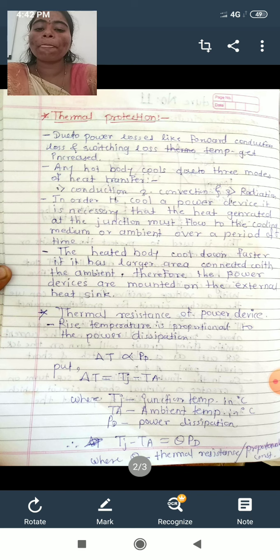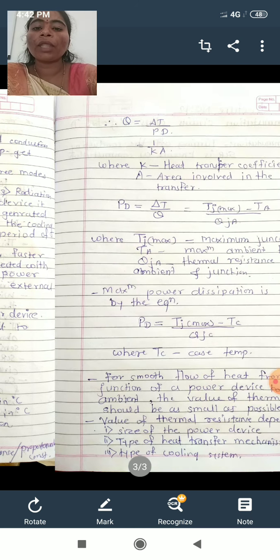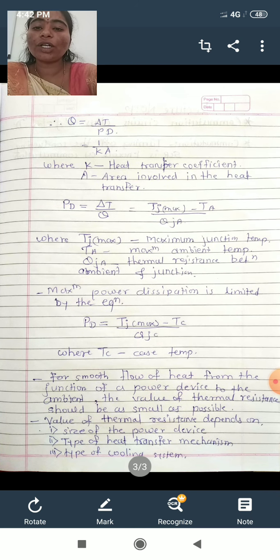PD. Now, when we put the proportionality constant, that is theta, the equation will be Tj minus Ta is equal to theta into PD, where theta is the thermal resistance, or we can say the proportionality constant. Now, calculate this theta, that is the proportionality constant or resistance. This is calculated by the equation theta is equal to delta T upon PD, that is the power dissipation.